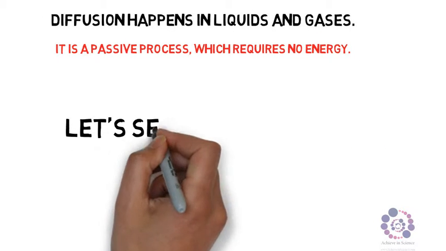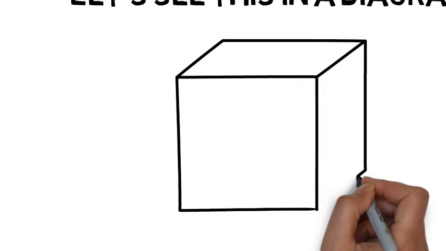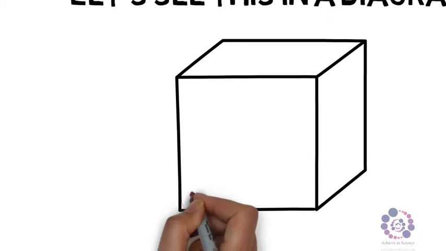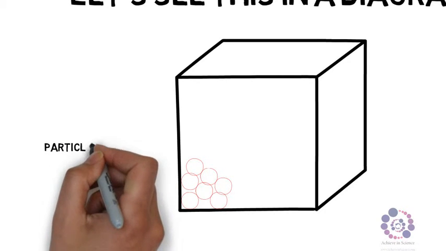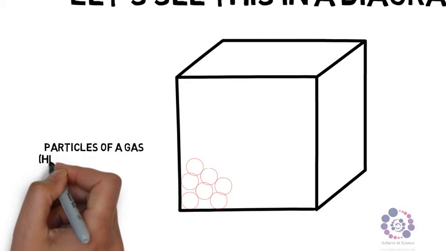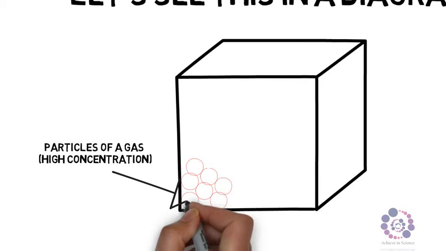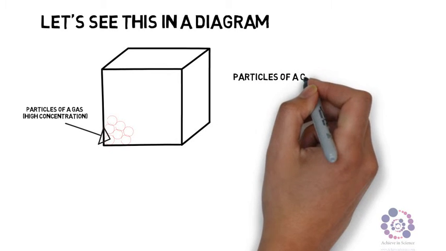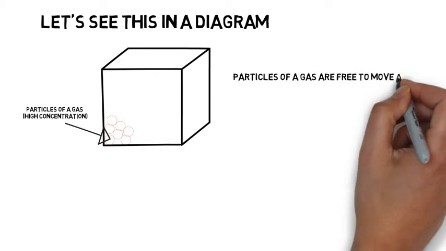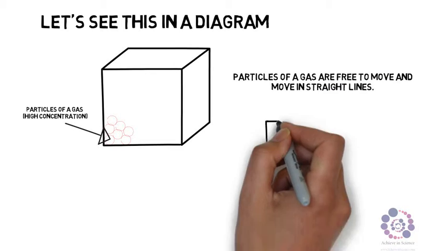We can represent this by having a look at a diagram with some particles. First of all, if we take a room, let's use a box. Within the room, let's put some particles. Let's say there is a smell in the corner of the room. So in the corner of the room, there'll be a high concentration of particles. Now with time, particles of gas are able to move freely, and they will move in straight lines. So with time, the room will be filled with these particles of gas, and they will spread out throughout the box, and they'll be quite evenly spread.